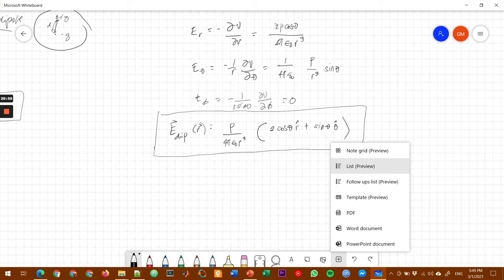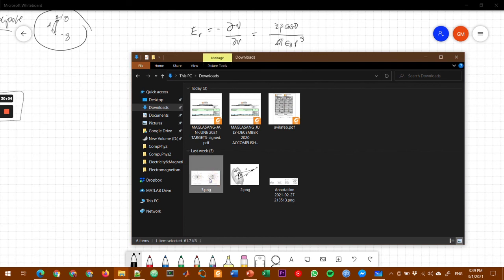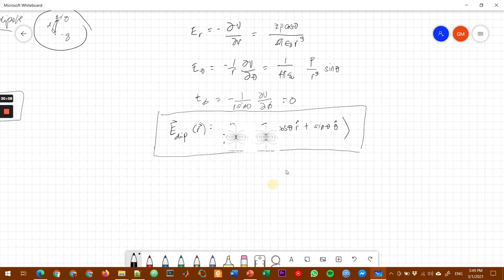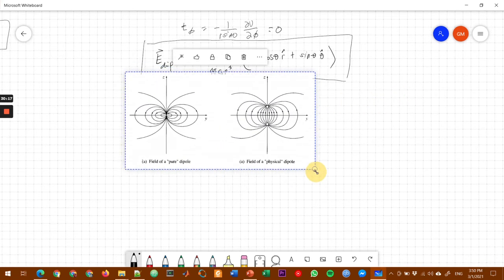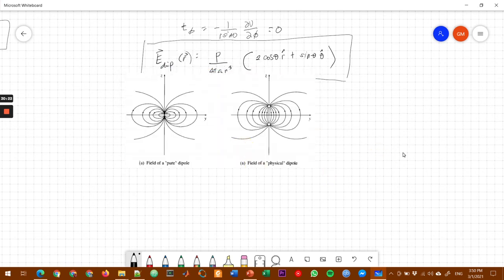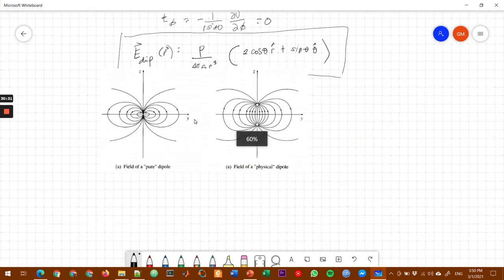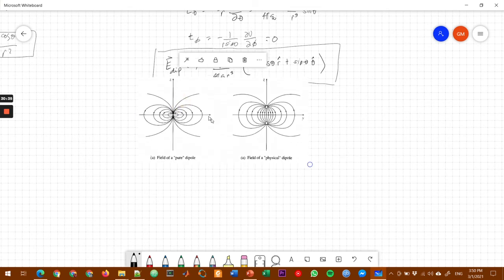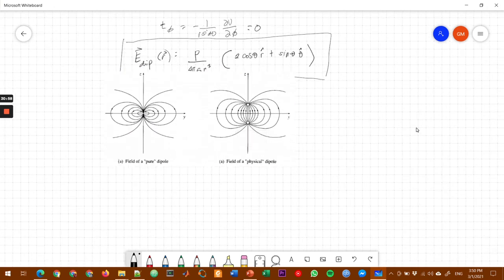Insert picture. How do I do it? Okay. Actually, here. Tara. How do I, what is this? So, move. Okay. So it can't be moved. So it will just stay there.